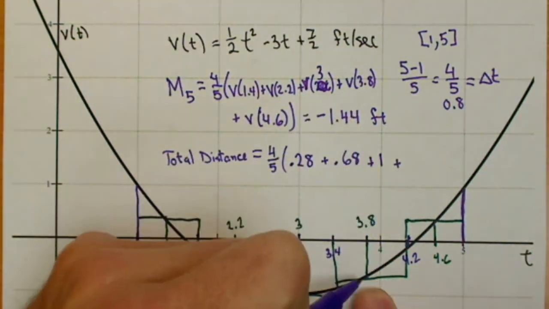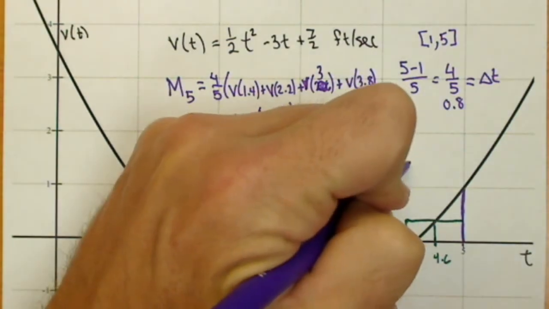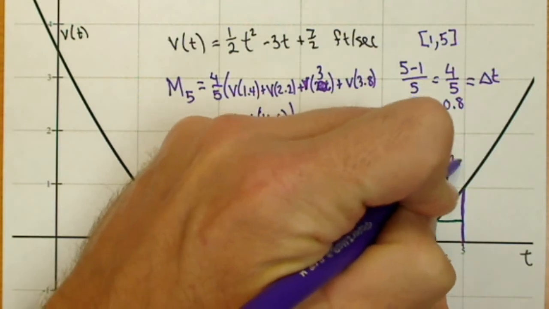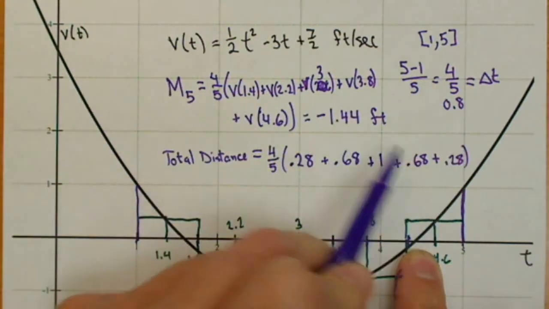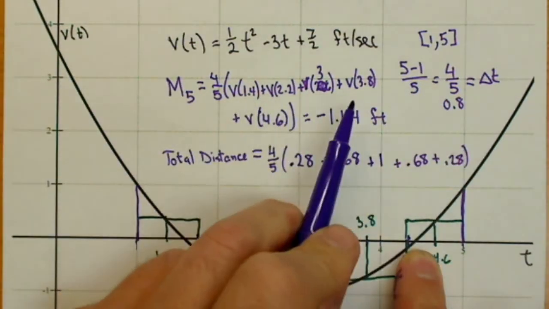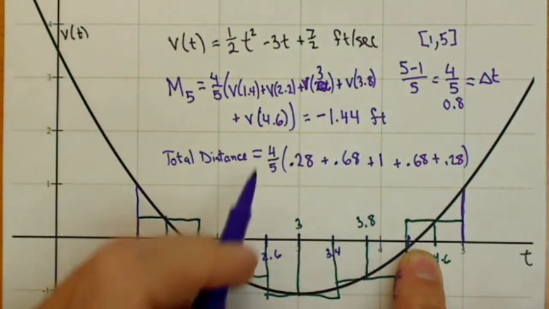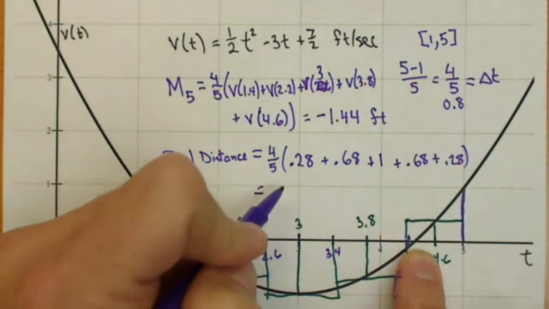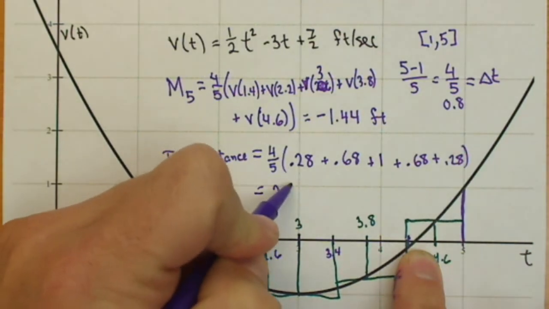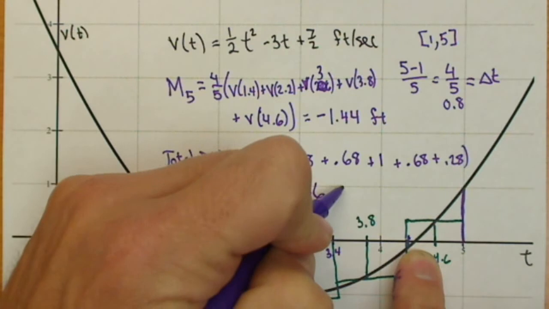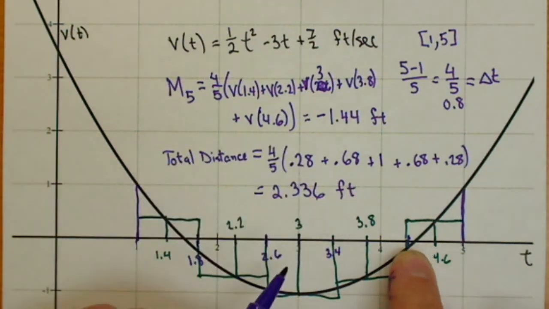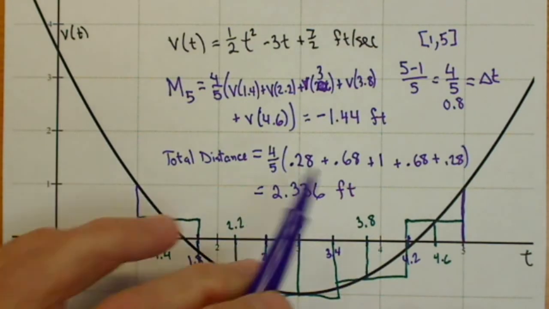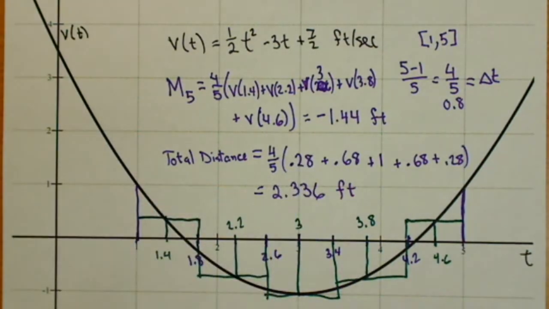Same thing with the other. This is also again a negative 0.68, so we're going to make it a positive 0.68, and then this was already positive, so it stays, 0.28. So these three that were negative in the total position calculation, we forced them to be positive because we want the total distance traveled. And if you calculate that, you get 2.336 feet is the total distance he traveled if we count forwards and backwards. So you can see the difference between the two.